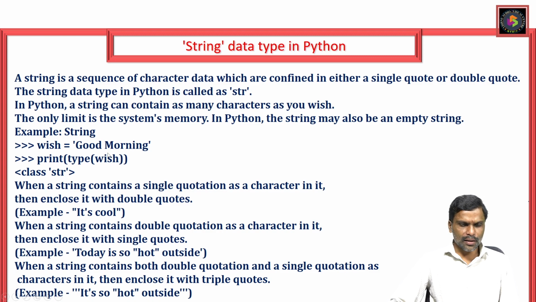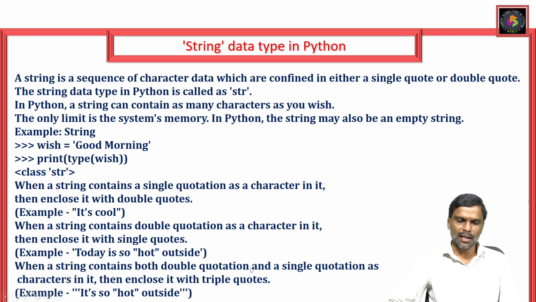Similarly, you can see the next example: a string containing a single quotation as a character in it is enclosed with double quotes. Just now I discussed, you can see "it's cool", for example. Next example: "today is so 'hot' outside", one string with 'hot' in single quotes, and the outside in double quotes, so a string within a string. When a string contains both double quotes and single quote characters, then it is enclosed with triple quotes. With the help of these three examples, you can understand.